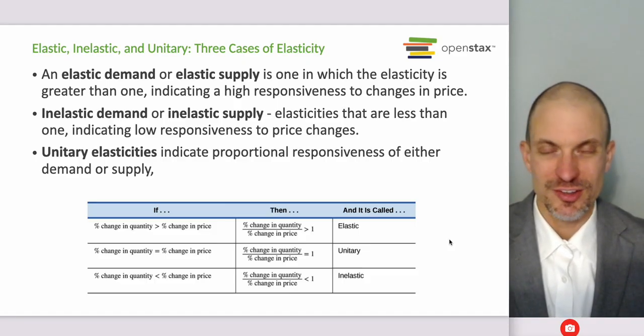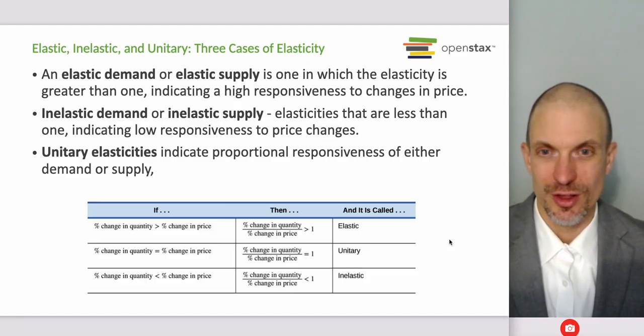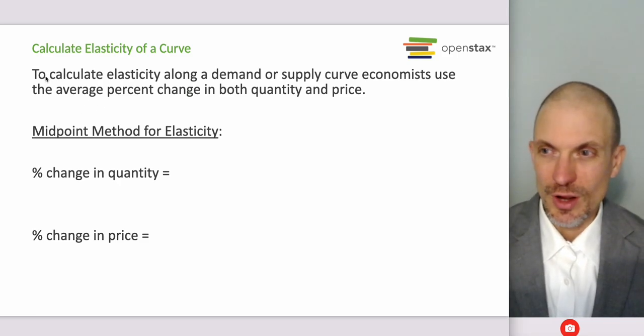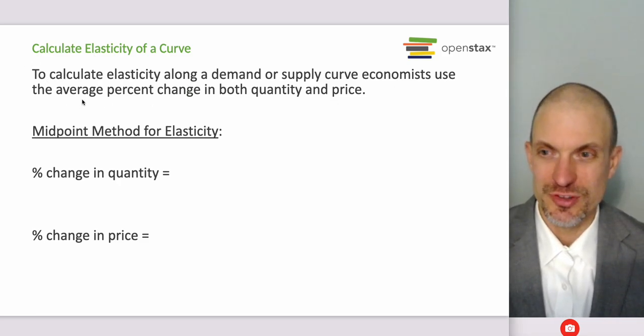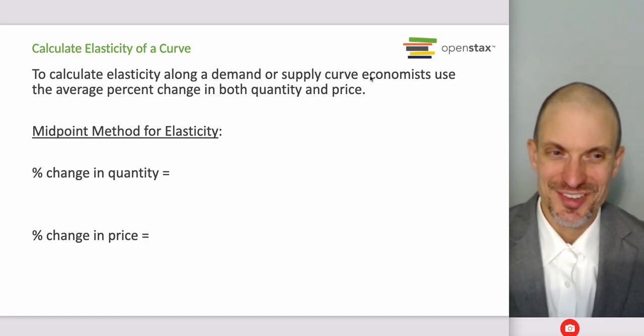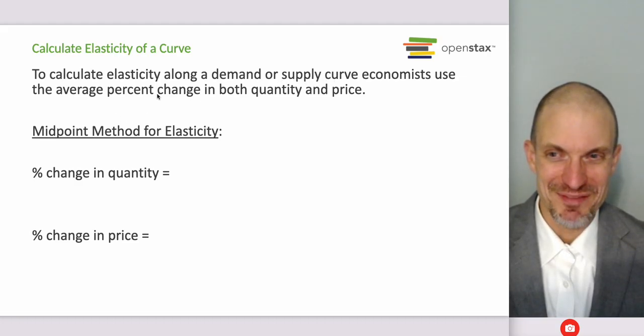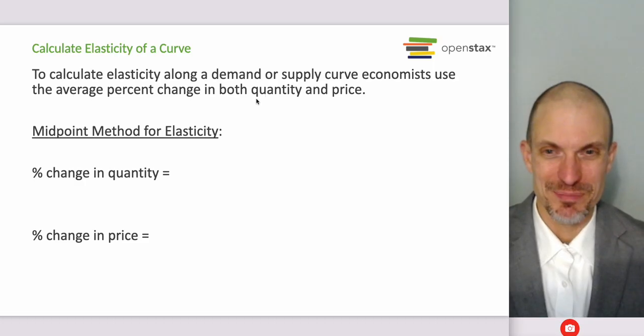I've been doing this in the context of demand. You could do this in the context of supply also. To calculate elasticity along a demand or supply curve, economists teaching introductory micro and microeconomic principles use the average percentage change in both quantity and price. There are other formulas, other ways to calculate elasticity, but this is the one that's nice for students to know. This is the midpoint method for elasticity.